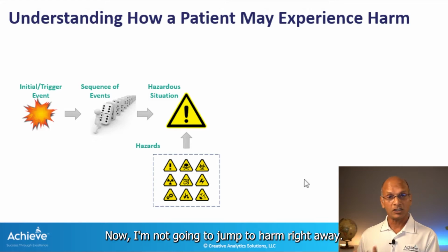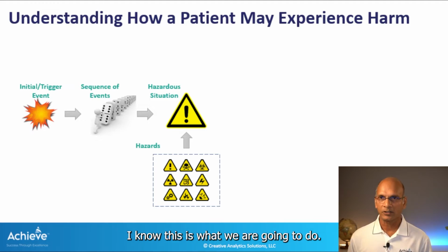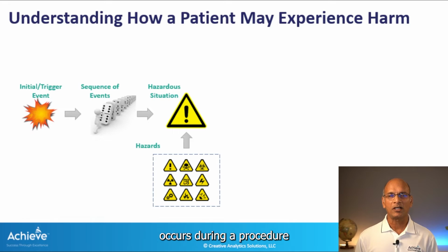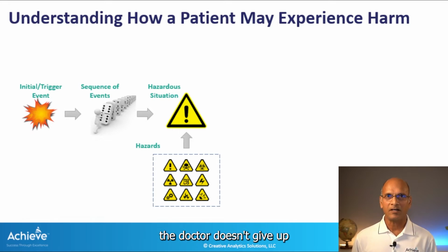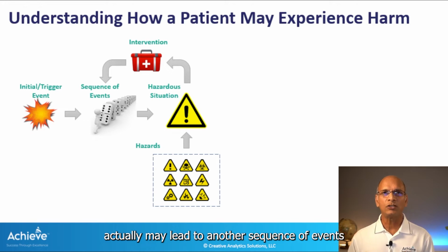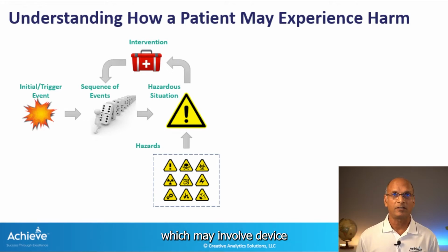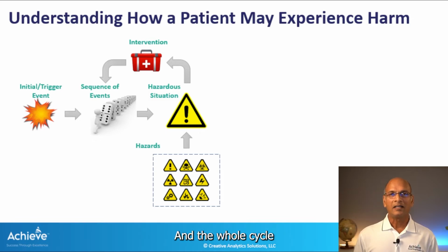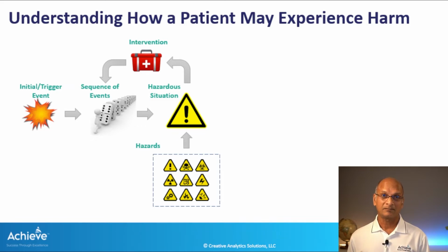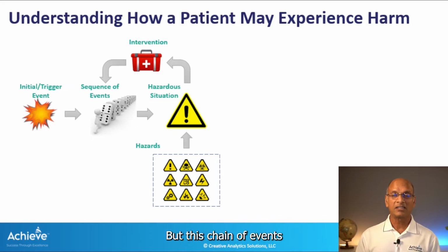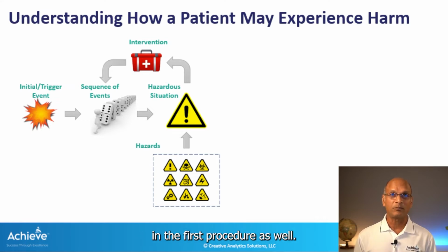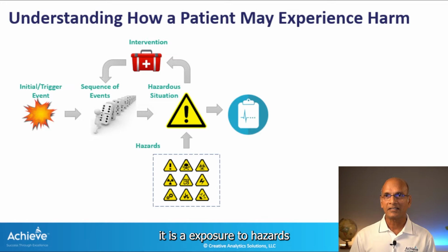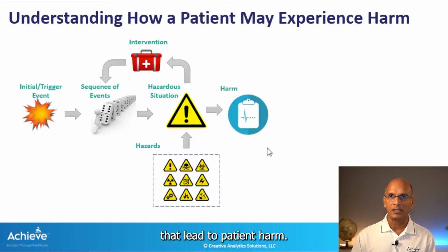Now, I'm not going to jump to harm right away. I know this is what we're going to do. But when a hazardous situation occurs during a procedure, the physician doesn't give up. There is an intervention. And that intervention may lead to another sequence of events which may or may not involve the device. And the whole cycle could continue multiple times. So when we are thinking about an explant, that's a secondary procedure. But this chain of events or this diagram would be applicable in the first procedure as well. And of course, it is the exposure to hazards in a hazardous situation that will lead to patient harm.